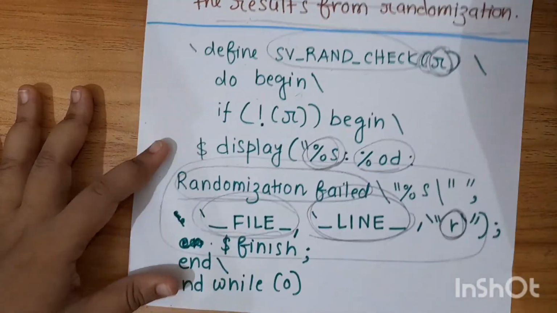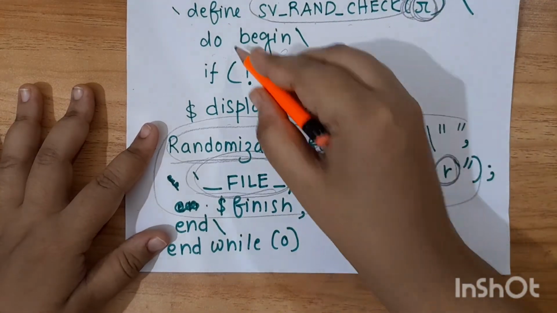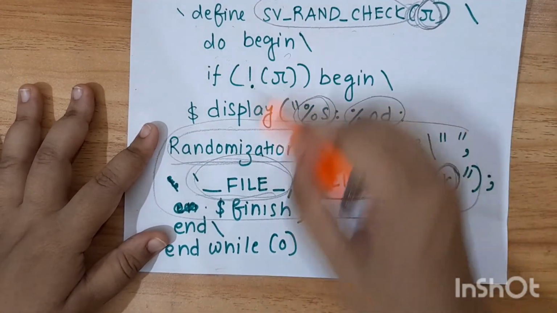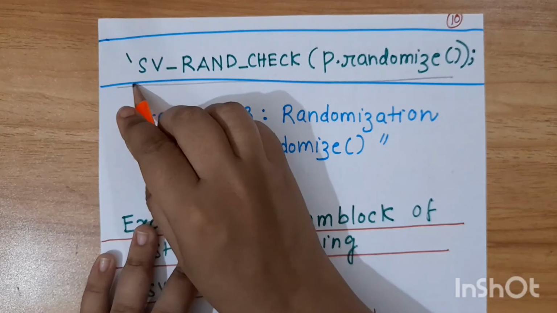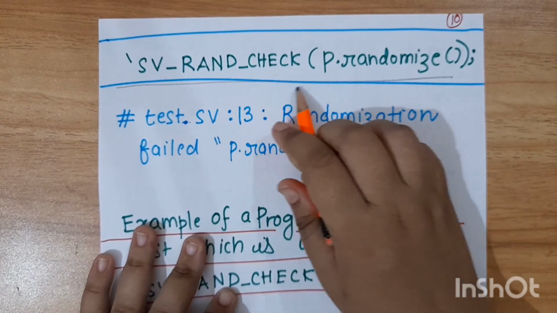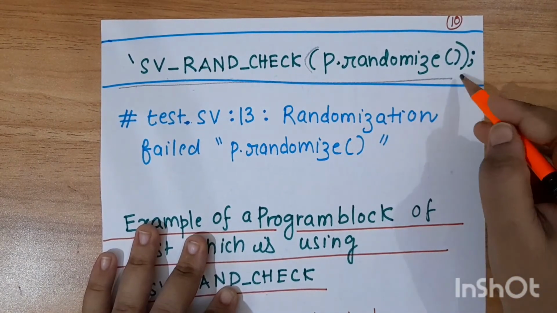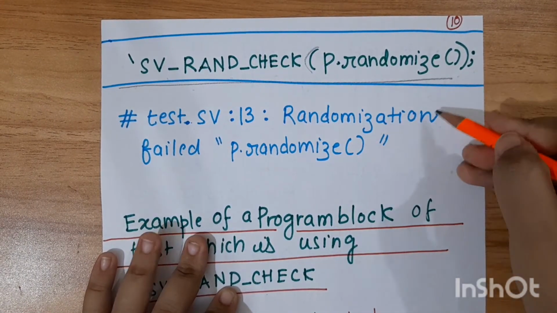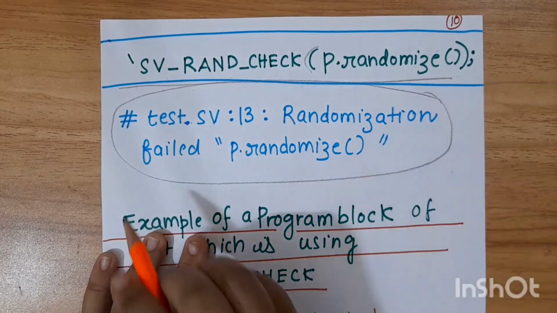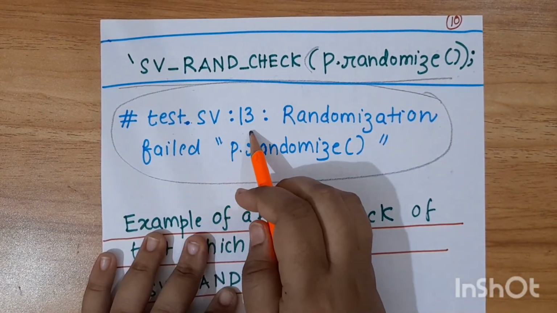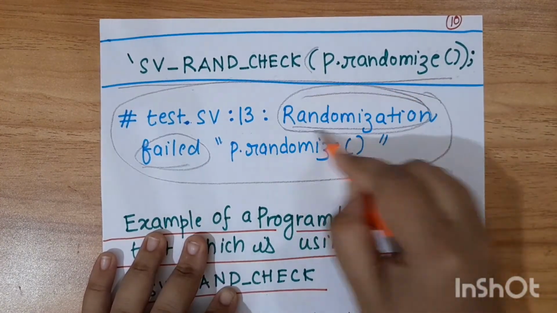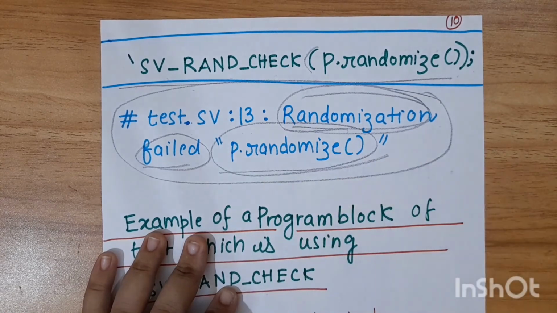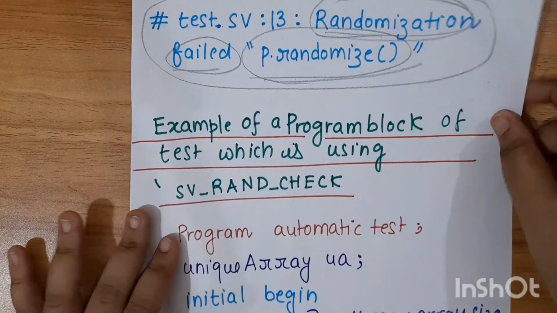We can check for the randomization. A do while loop is there, no? Do, begin, end, then while. This is how the macro is used: tick sv_rand_check, inside the bracket p.randomize semicolon. When the display comes in the log file, it will show like this: test.sv line number 13, randomization failed message. Randomization failed is coming for which particular class handle? p.randomize.